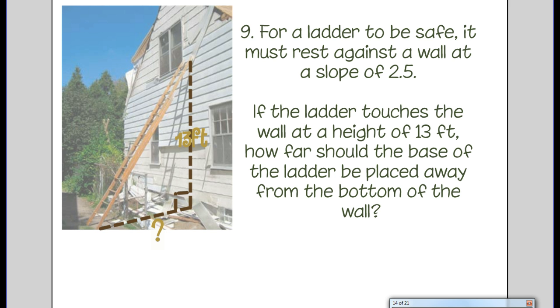If you put the foot of the ladder too far away from the building, the ladder could slide down, but if you put it too close to the building, it could fall backwards. There's a certain amount of feet away where it's safe to put the bottom of the ladder. It's true. So, in this problem, it says to be safe, it needs to rest at a slope of 2.5. That's for it to not be too steep and not be too flat. We want the slope to be 2.5. So if the ladder touches the wall at 13 feet, so it's 13 feet above the ground, okay, so it's pretty high off the ground, not too high.